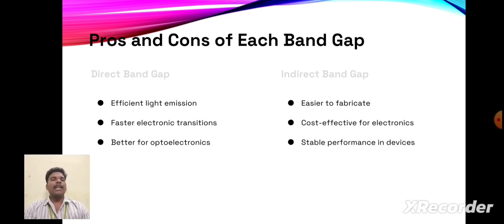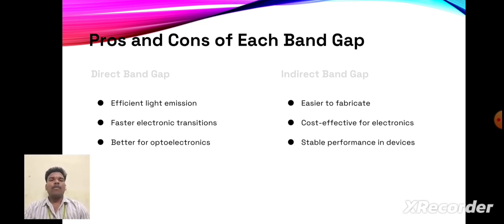Whereas in the indirect band gap, it is easier to fabricate, because there is a difference in the momentum between the conduction band and the valence band. And in the direct band gap, there will be faster electronic transitions, such as we discussed in the PN junction diode and so on in electronics. And the indirect band gap is cost effective for electronics. These are also fast in electronic transitions, but they include some amounts which are very costly.